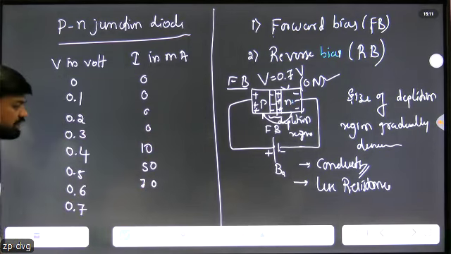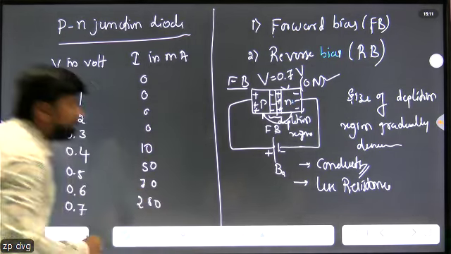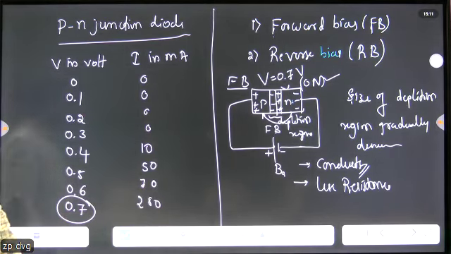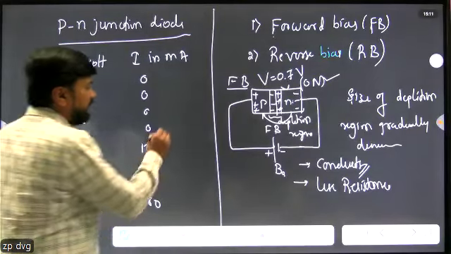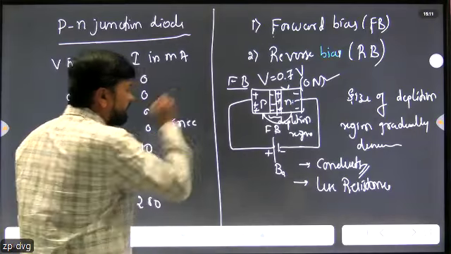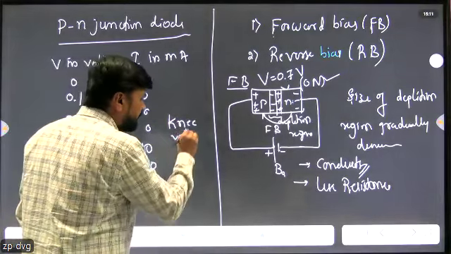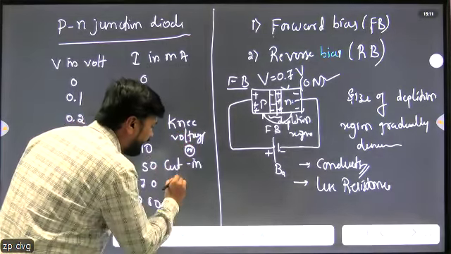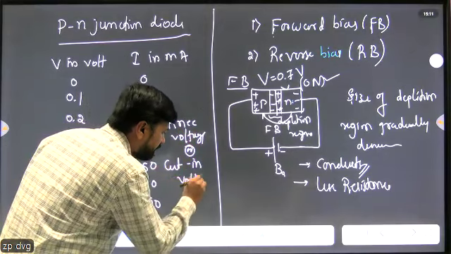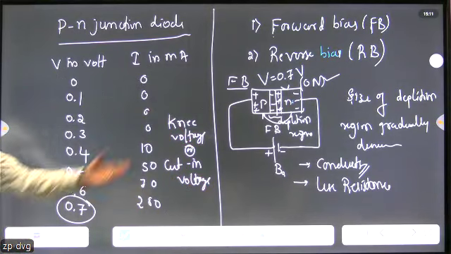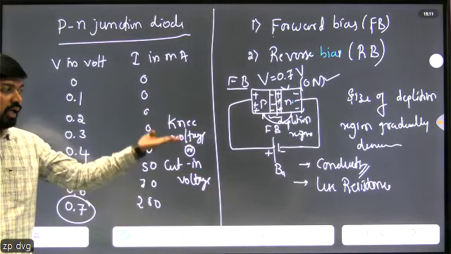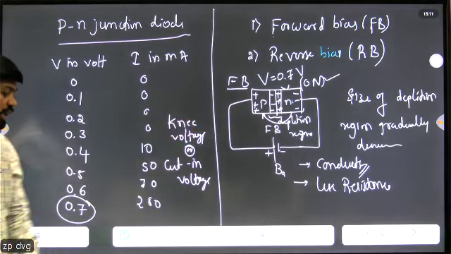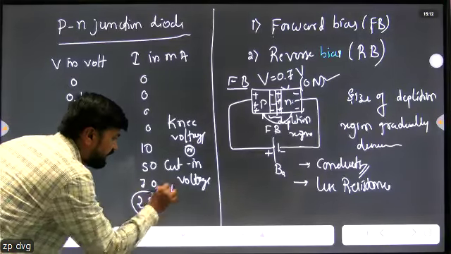Once we give 0.7, 250 milliampere increase happens. So this biasing voltage in forward bias, what do we call it? This particular voltage is the knee voltage. Knee voltage is also known as cut-in voltage. What is knee voltage or cut-in voltage? In forward bias, a particular biasing voltage at which current increases exponentially.